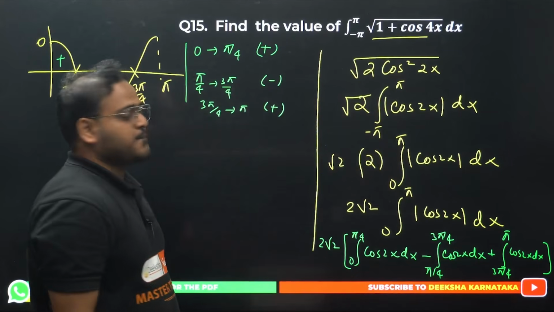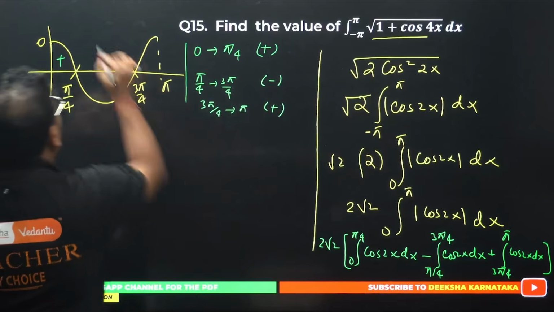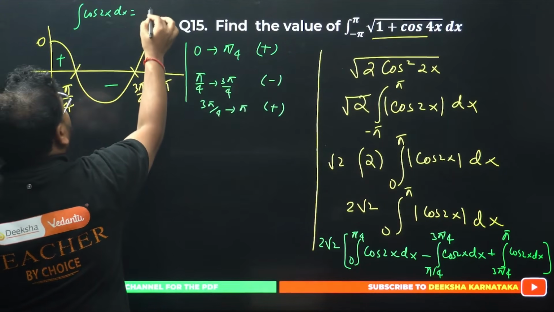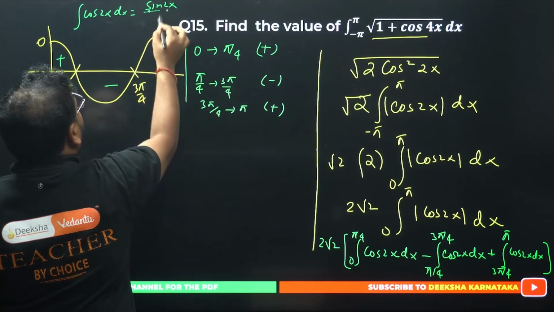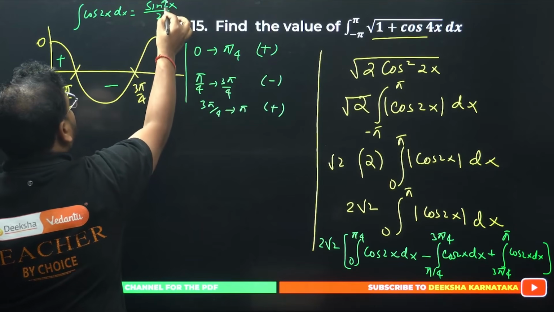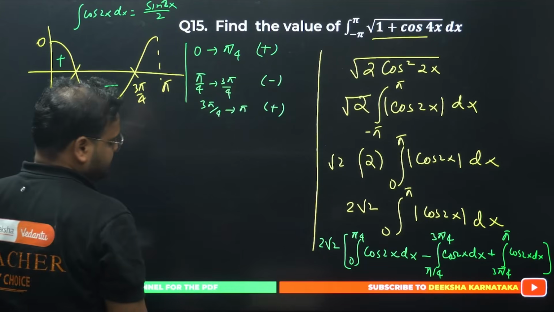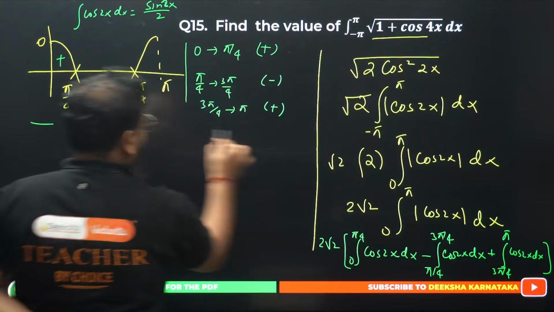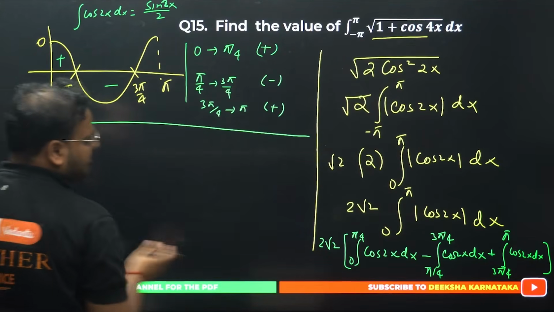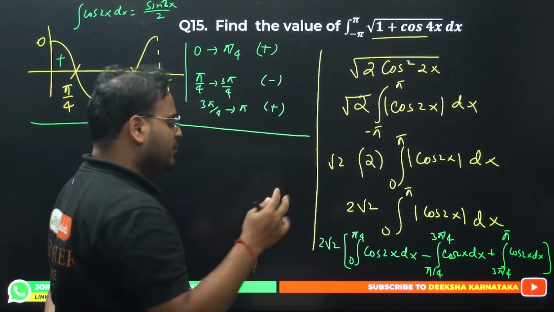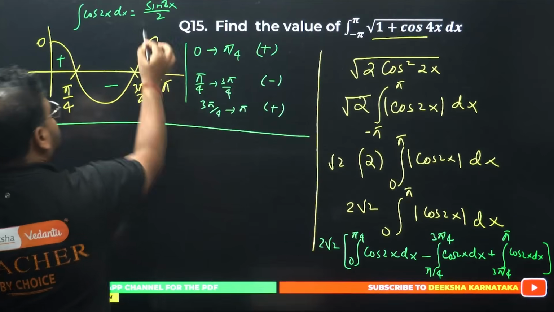Okay. We know integration of cos 2x. Cos 2x integration is what? It is, sir, sin 2x by 2, sir. Okay, super. Next, all is calculation, okay? So everywhere I'm going to get sin 2x by 2, so I'll take that 2 outside.